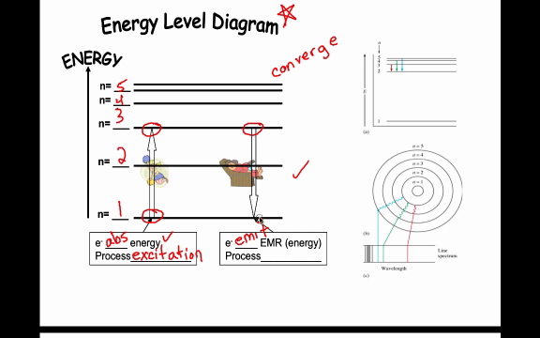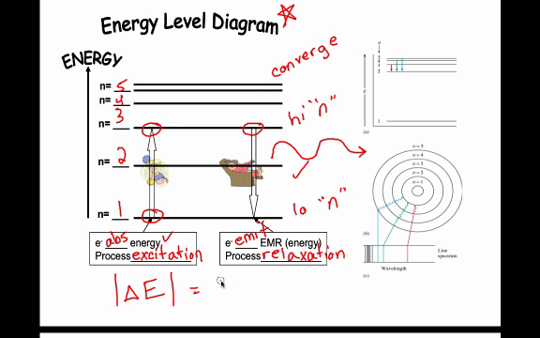But in the case of electrons, that energy is always going to be released as electromagnetic radiation. Okay? And that process is called relaxation. Now, this difference in energy between the two, and notice in this case we're going from high n to low n, this difference in energy, if I took the absolute value, that's going to be the energy of the photon that's emitted.